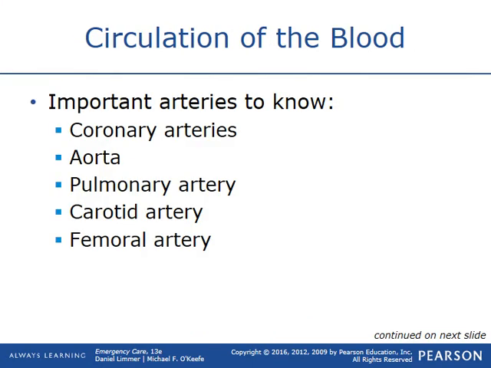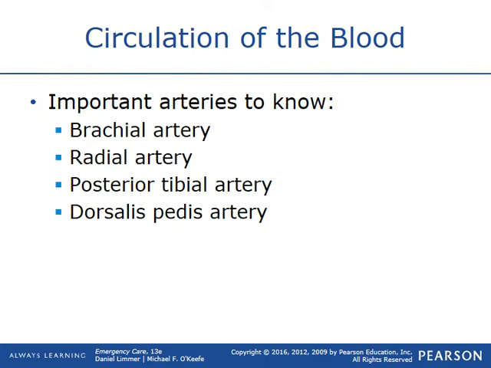So important arteries you're going to want to know. Your coronary arteries, the aorta, the pulmonary artery, the carotid artery, and the femoral artery. Of these, the carotid artery and the femoral artery are ones that you'll be able to feel pulses from. You'll also want to know the brachial artery, primary area that we check pulses on kids, the radial artery, which is the primary place that we check pulses on adults, and you've also got the posterior tibial artery and the dorsalis pedis artery, or also what we call the pedal pulse on the top of the foot.